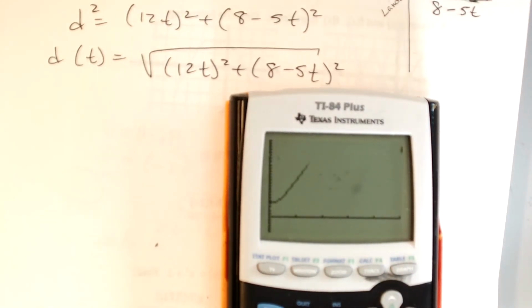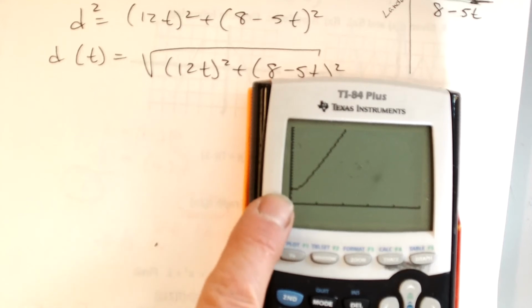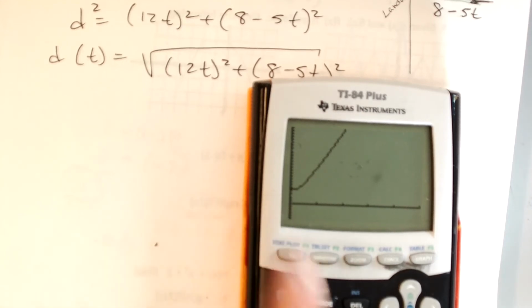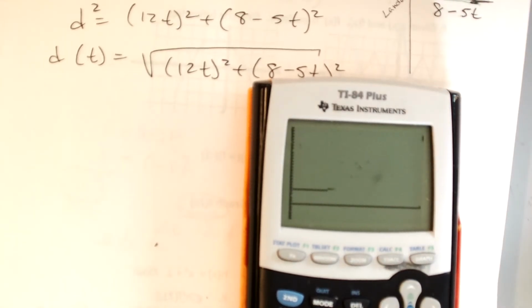Graph it. Oh, okay. So my minimum is in here somewhere. Okay, so it's not very much time at all. I might squeeze my window a little bit. Make that a 1. Let's see what I get. Wow. All right. It's in here somewhere.